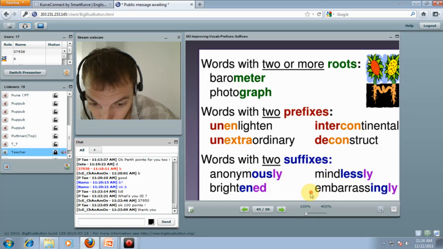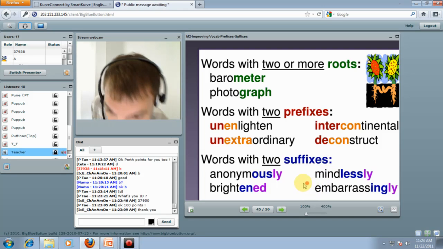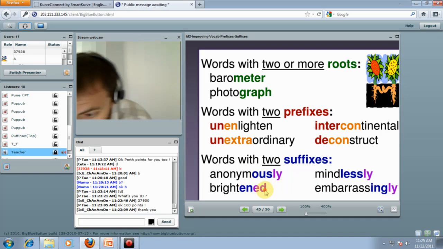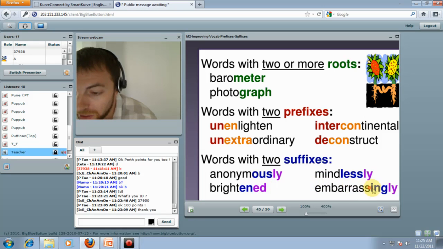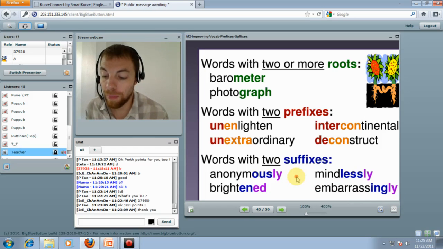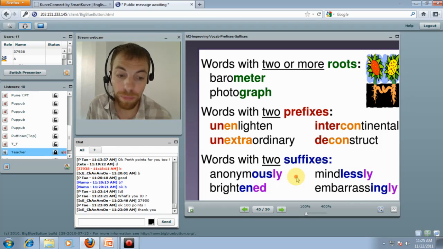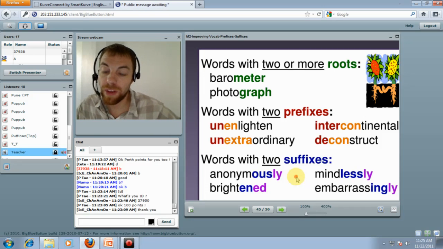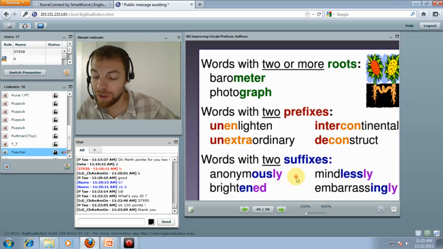Now, words have two suffixes as well, like anonymously, or brightened, or mindlessly, or embarrassingly. So these are words with many suffixes. Still, important to try and find a suffix that you know and help find the meaning of the word.